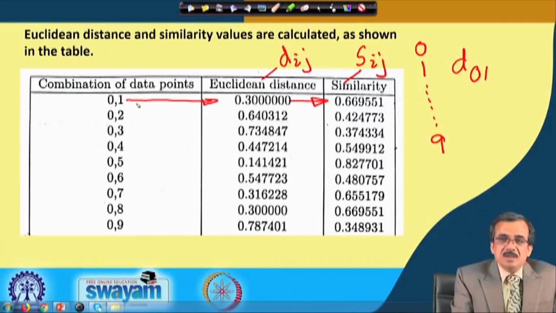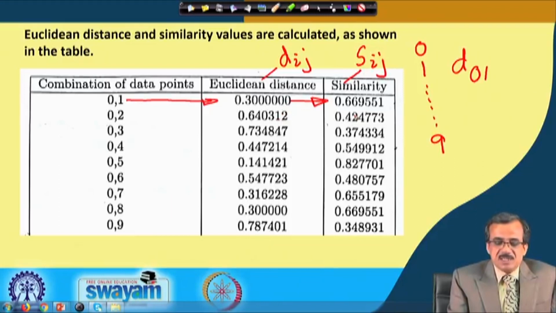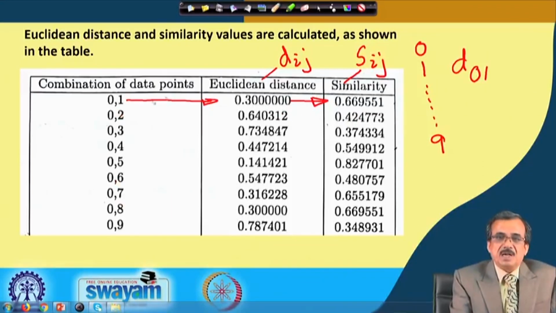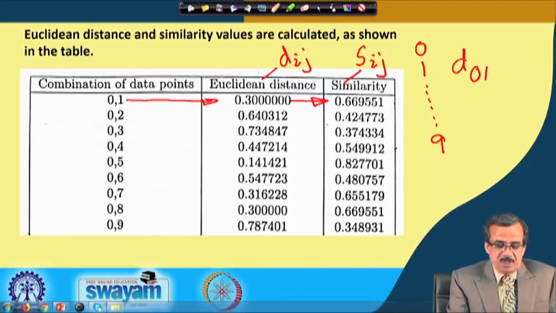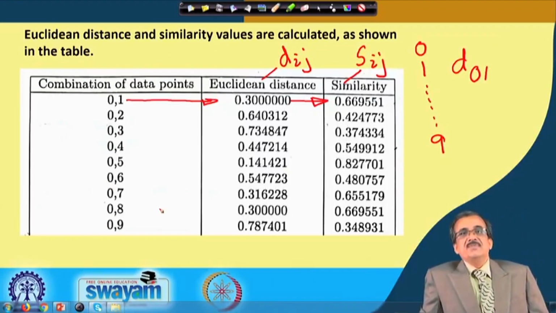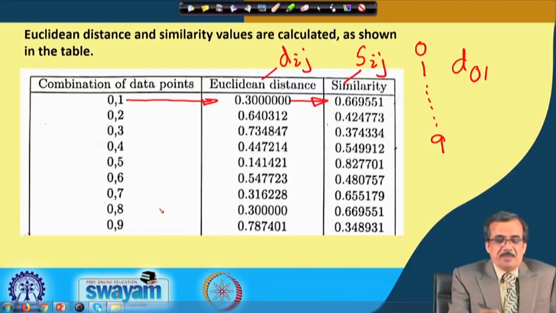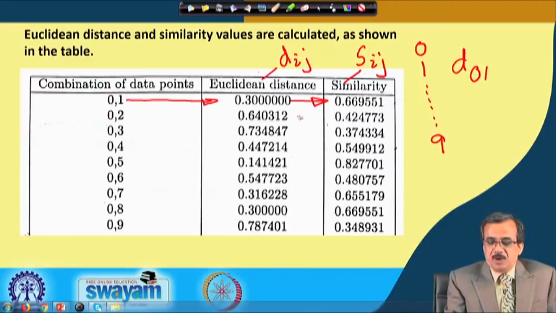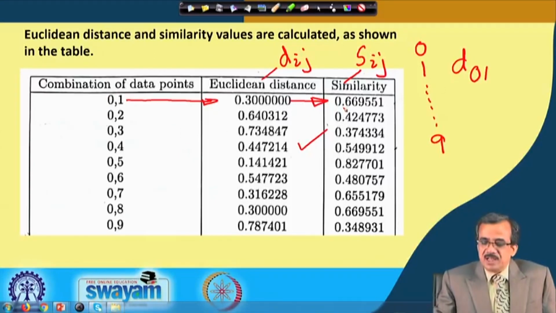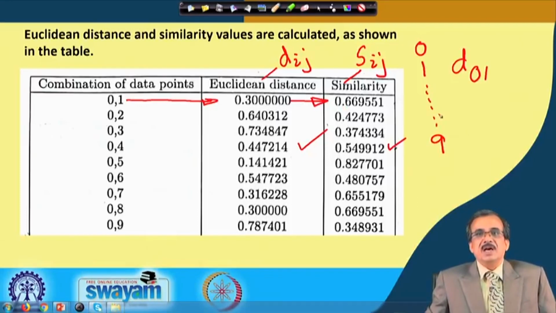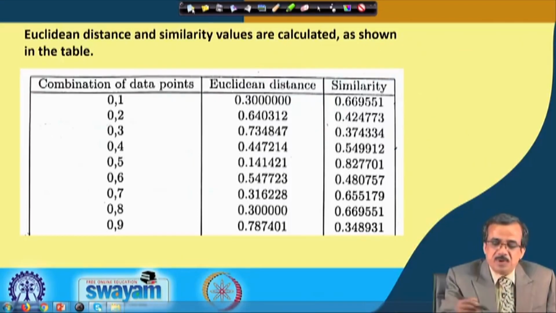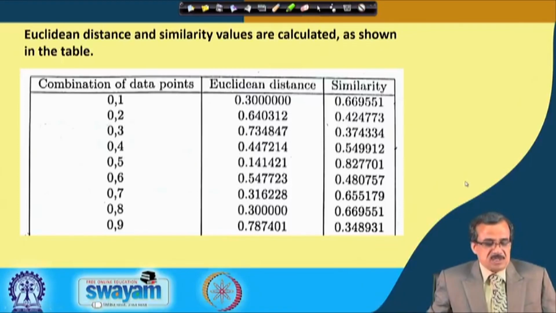Now, similarly, the Euclidean distance and similarity for the different data combinations like 0 and 2, 0 and 3, 0 and 4, 0 and 5, 0 and 6, 0 and 7, 0 and 8 and 0 and 9 we can find out. So, for different combinations of these data points starting from 0, I can find out the Euclidean distance values and their similarities, exactly the same way I have already discussed.